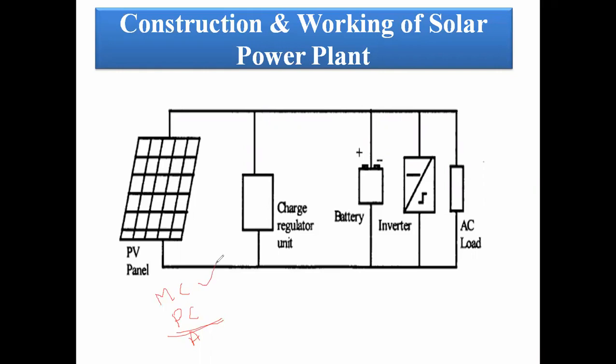In monocrystalline, the efficiency is high, but at the same time the cost is also more. In polycrystalline, the efficiency is lower, but the cost is also less. In India, the polycrystalline photovoltaic panel is mostly preferred, because the solar radiation is very, very high. No need to go for monocrystalline.